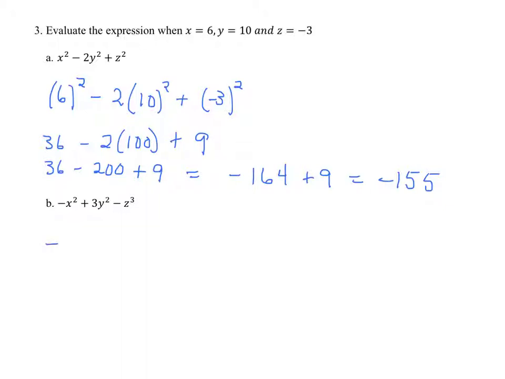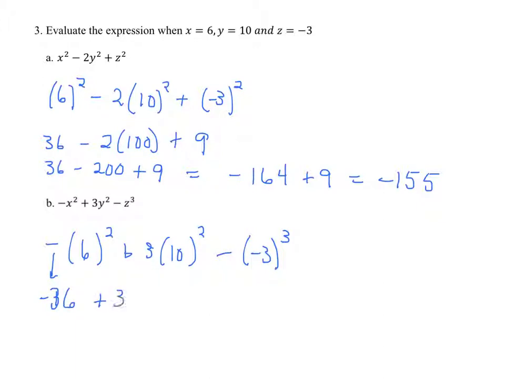Okay, next one's a little tricky. Here we go. B. Negative nutshell 6 squared plus 3 nutshell 10 squared minus negative 3 cubed. So let's do our exponents. So we're only squaring the 6. So the negative comes down and we get negative 36. 3 times 100. This negative comes down, it's a minus. Negative 3 cubed is negative 3 times negative 3 times negative 3, which is a negative 27.